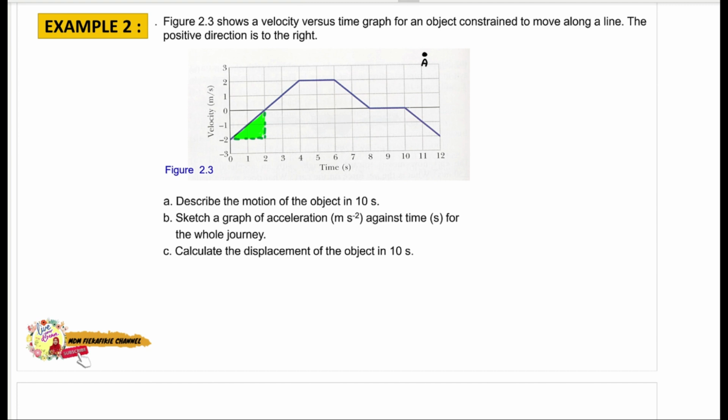Okay, so let's say lah kalau kita nak kira from 0 to 2 second, okay, we can calculate the area under the graph. Okay, half, it is a triangle, right? Times negative 2 times 2, and then look at here, negative 2 meter. So kita akan dapat, okay, from 0 to 2 second, the object is moving to the left, negative 2 meter.